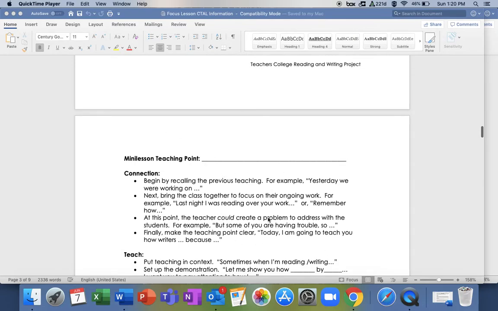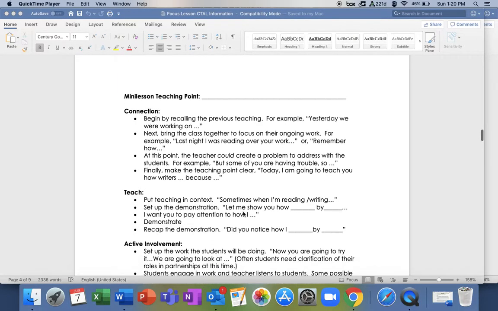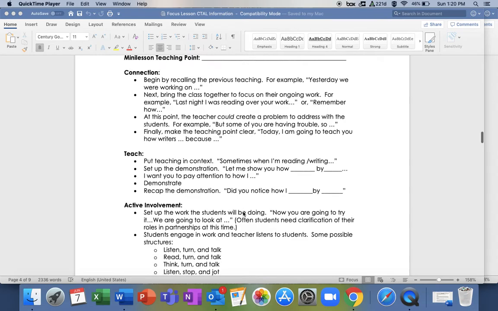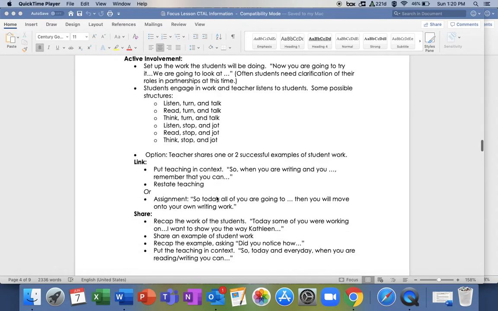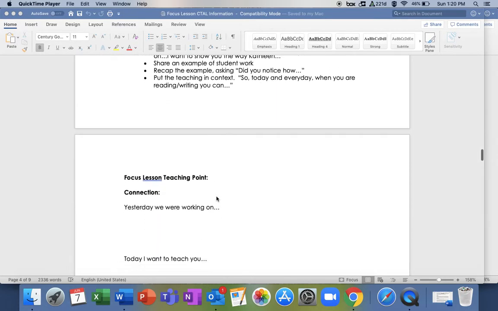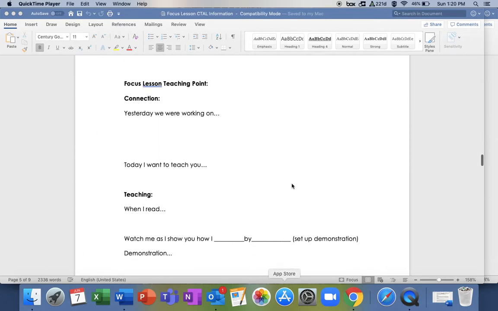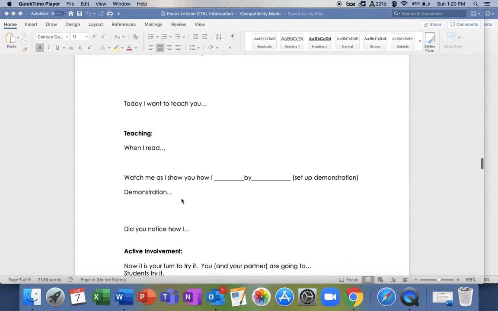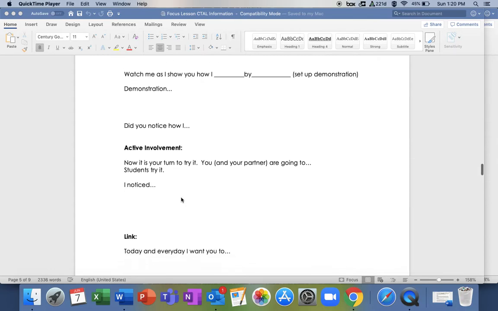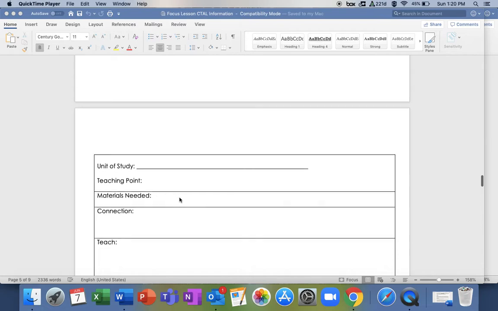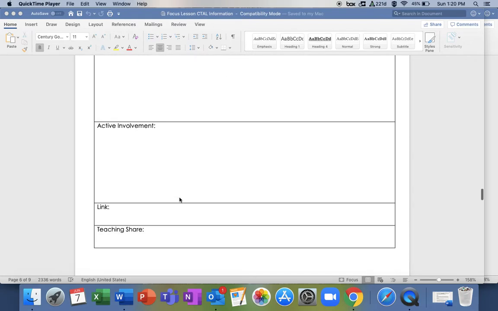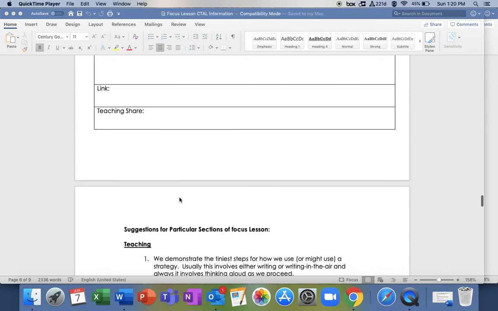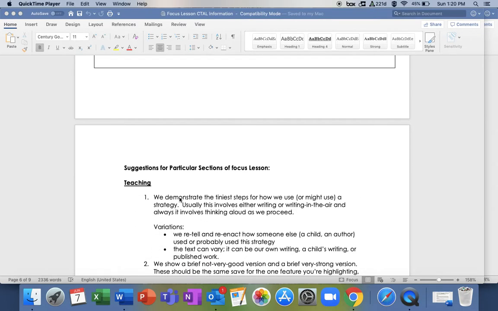I'm not going to go over all of this. I will send you this attachment when it gets closer to time, or if you want it now, you can let me know. This just gives you some more examples of what could be said, a different template that you could plan out your focus lesson with. Here's another example of a template. I have lots of different templates, so we can work towards finding one that's right for you.